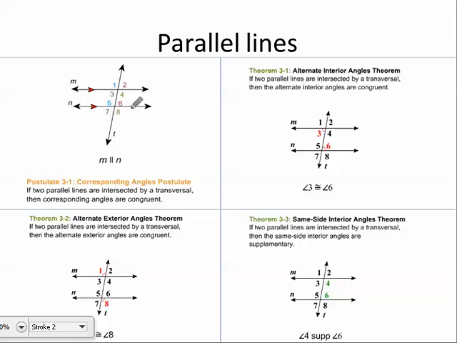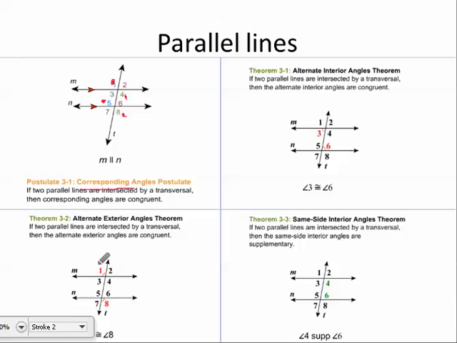Now, parallel lines. There were four types of angles that were formed when we had two parallel lines crossed by a transversal. One of them was called corresponding angles. You just have to memorize that 1 and 5 are corresponding angles here. 4 and 8 are corresponding angles here. Those angles will be congruent to each other.